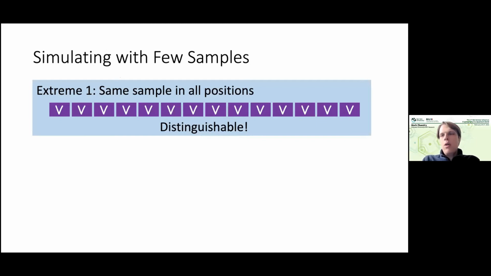So our goal is, we have some number of samples, and we want to somehow simulate this giant oracle that ostensibly has independent samples in every position. So one extreme is we just use one sample and we plug it into the entire truth table of this function. Every single input we answer with the same output. But as we discussed before, this is easily distinguishable with a superposition query, or multiple queries. So this is no good.